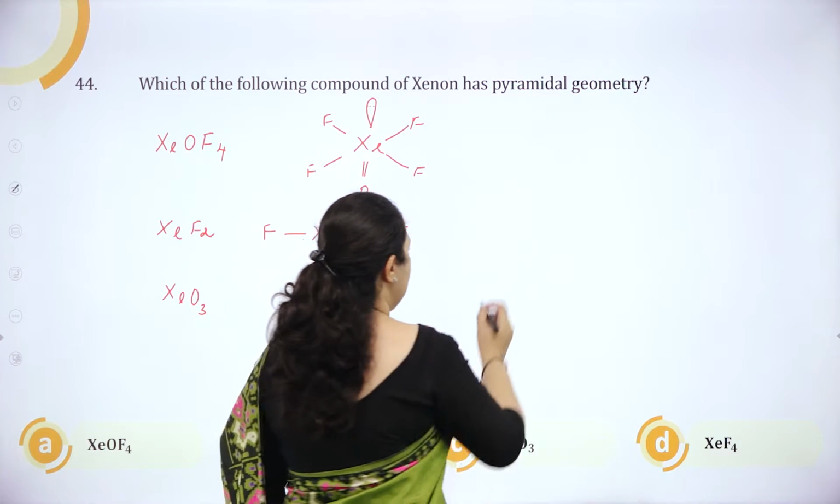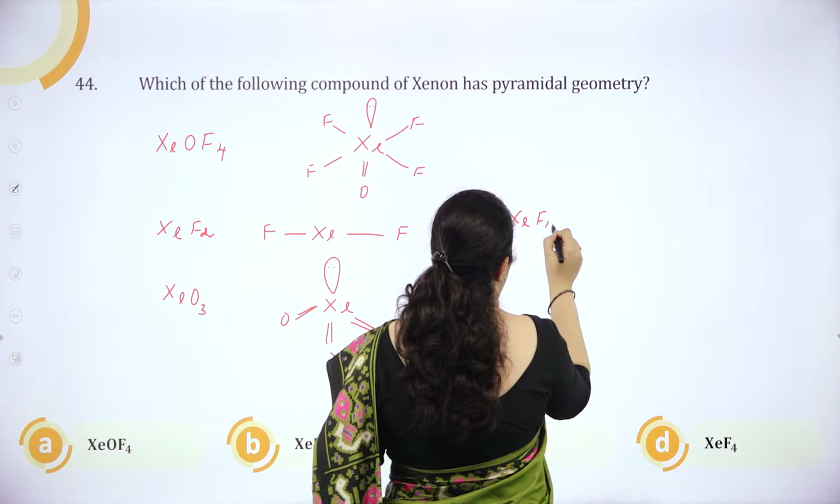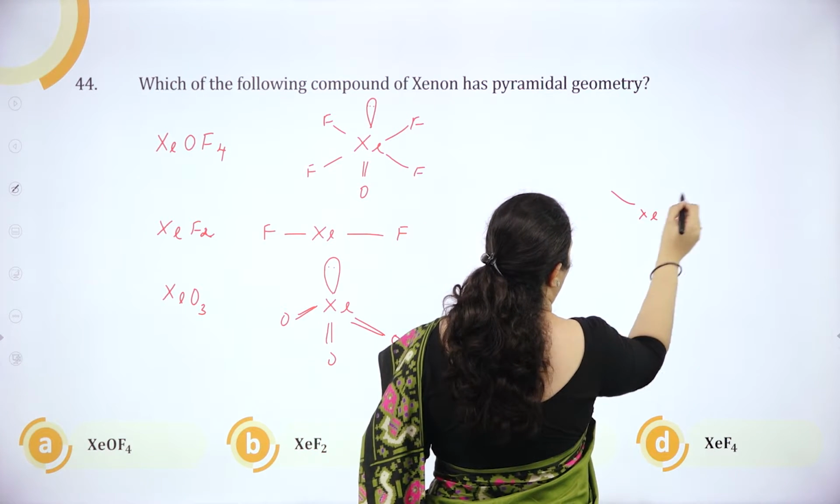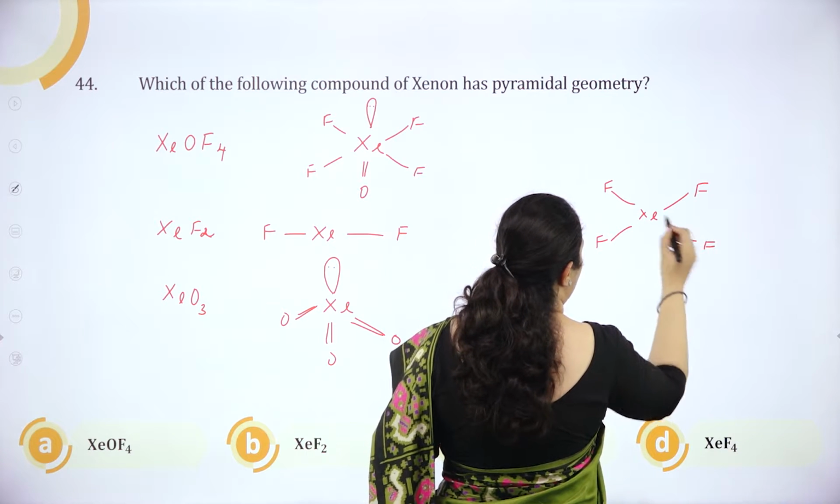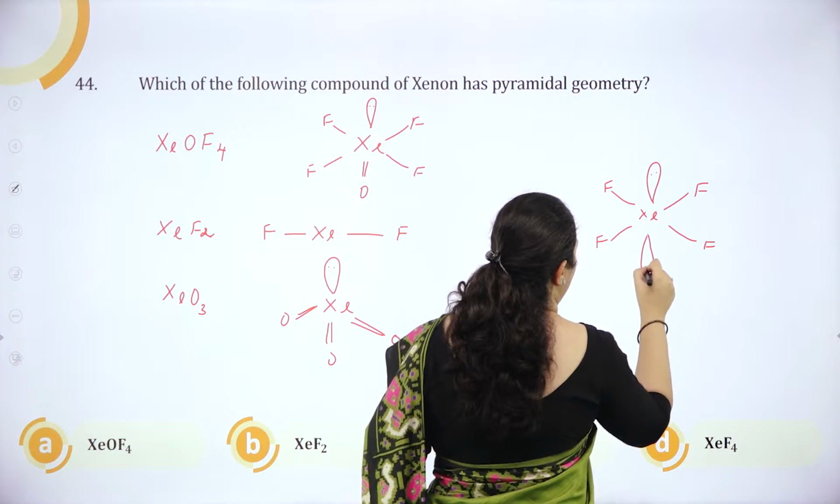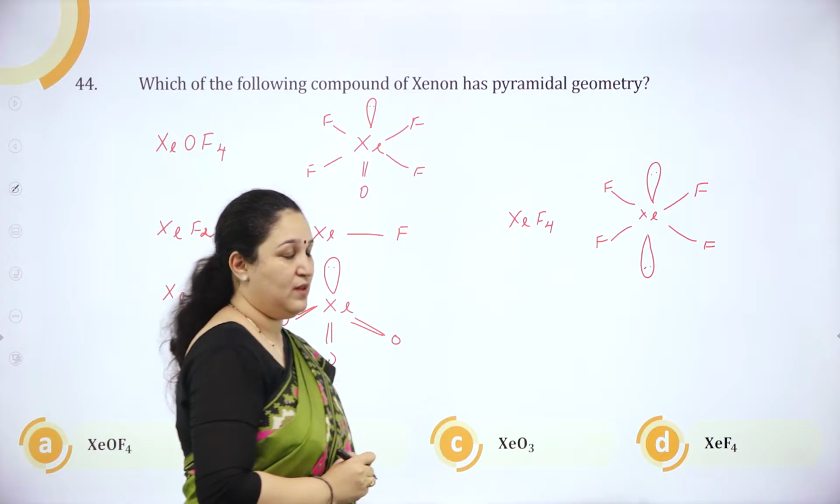And the last one is XeF4. This is Xe with fluorine atoms, and we have 2 lone pairs of electrons like this.